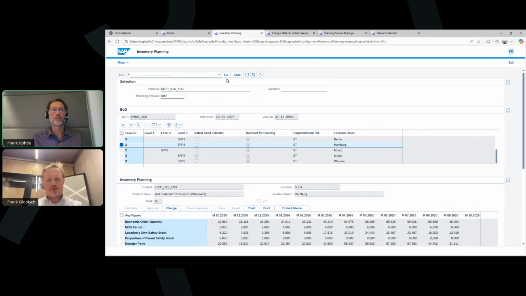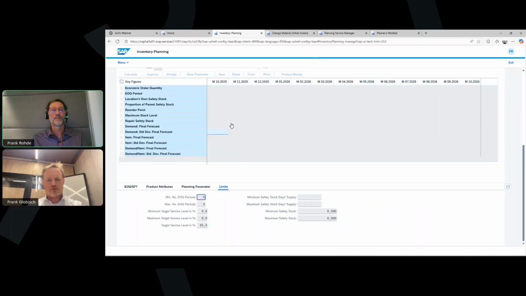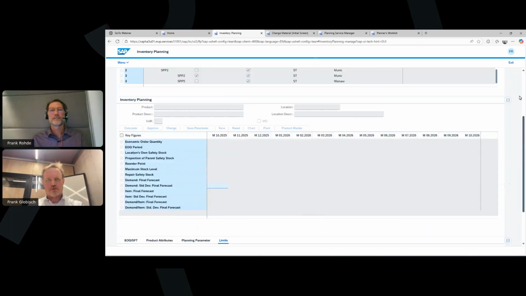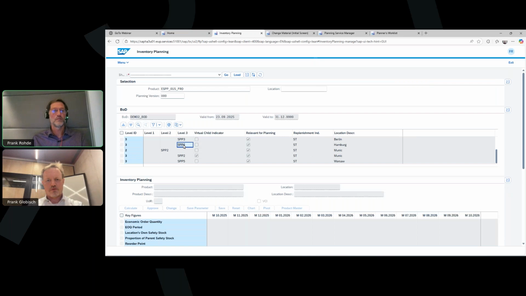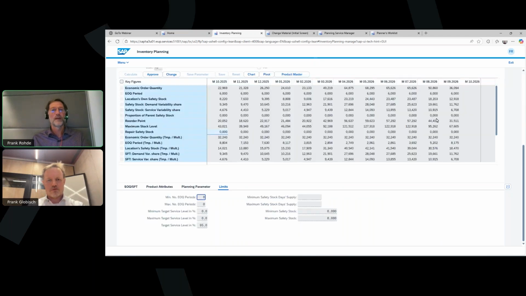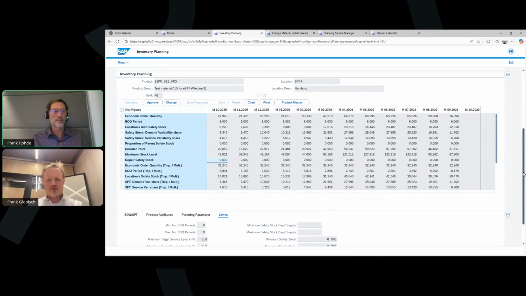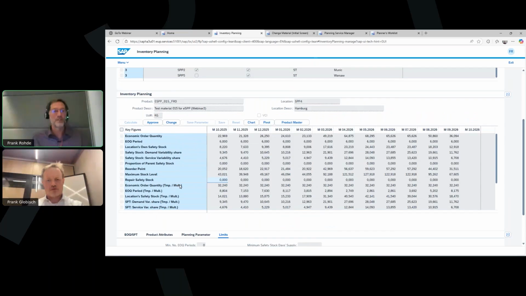We simply go back and load it again and go to SPP 4. And now we see additional key figures here. So we have temporary key figures. So we have EOQ, we have safety stock, and we have the different shares for the safety stock. So the demand share and the service share. And because they are not approved yet, they are shown here in parallel.